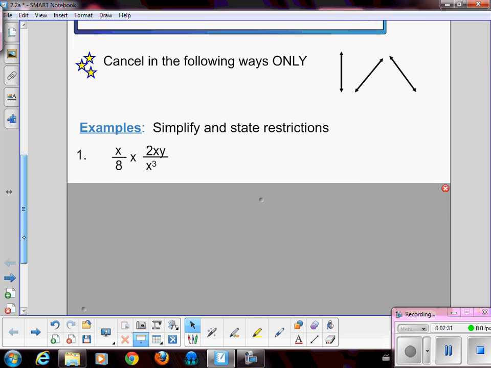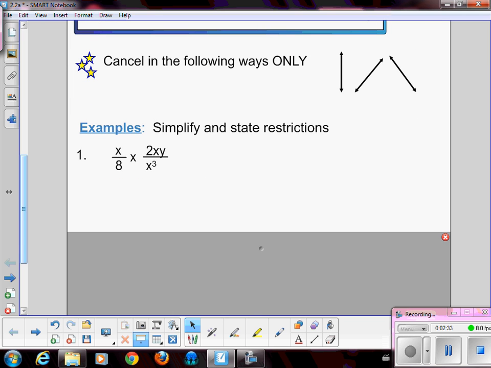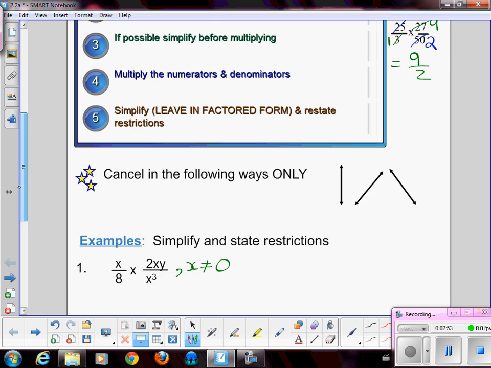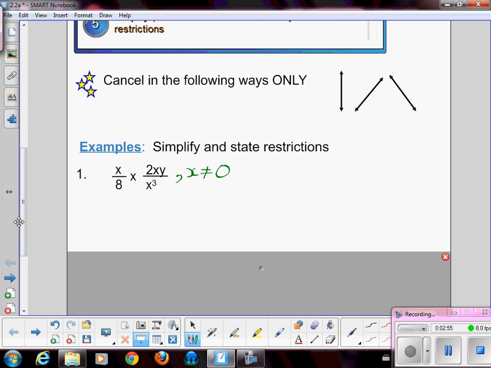Okay, examples, simplifying and stating restrictions. All right, the first one, factor. Well, nothing to be factored there. So step number 2 is state any restrictions. Well, the restrictions that we have here, 8 is fine. x cubed means that x cannot equal 0. Now I'm at step number 3, which means, if possible, simplify before multiplying.